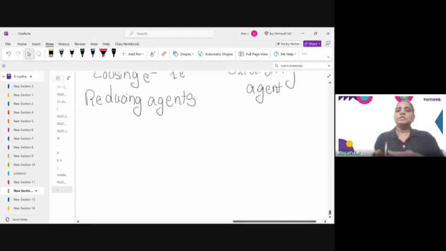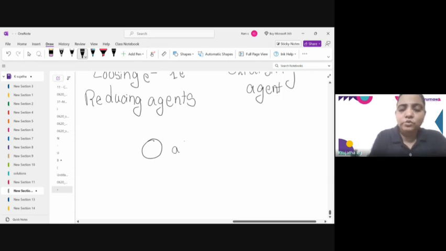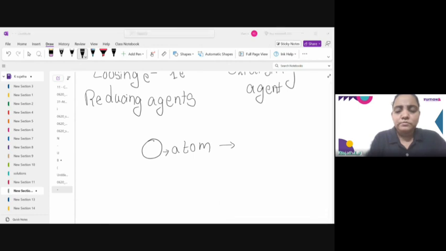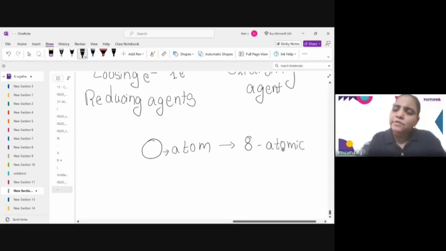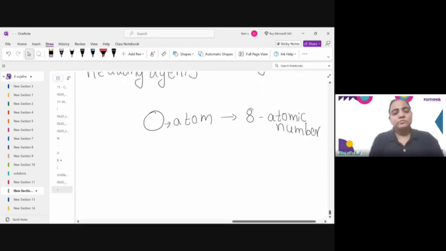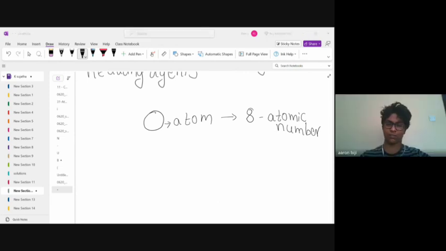Now I don't want to give any charges. You have to identify whether it loses or gains. Let's say oxygen. O is the symbol for the oxygen atom. Can you tell me its atomic number? Oxygen's atomic number is 8. If it has atomic number 8, how many electrons will it have? Any guess?